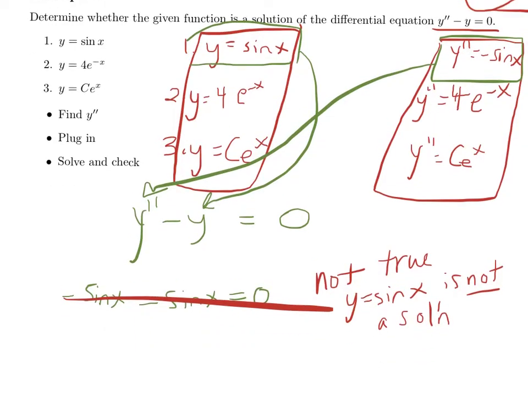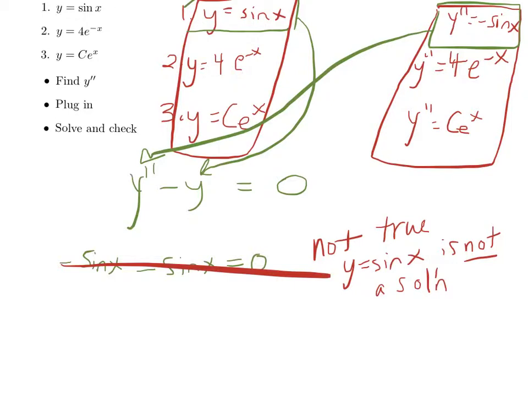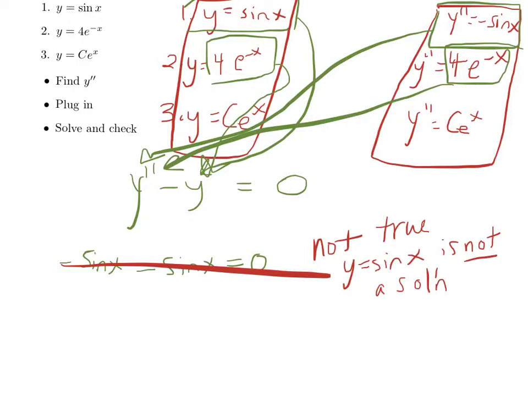Going to the next one, we take y equals 4e to the negative x, plug in the y double prime, and we get 4e to the negative x minus 4e to the negative x equals 0. Is that true? Yes. Then y equals 4e to the negative x is a solution.